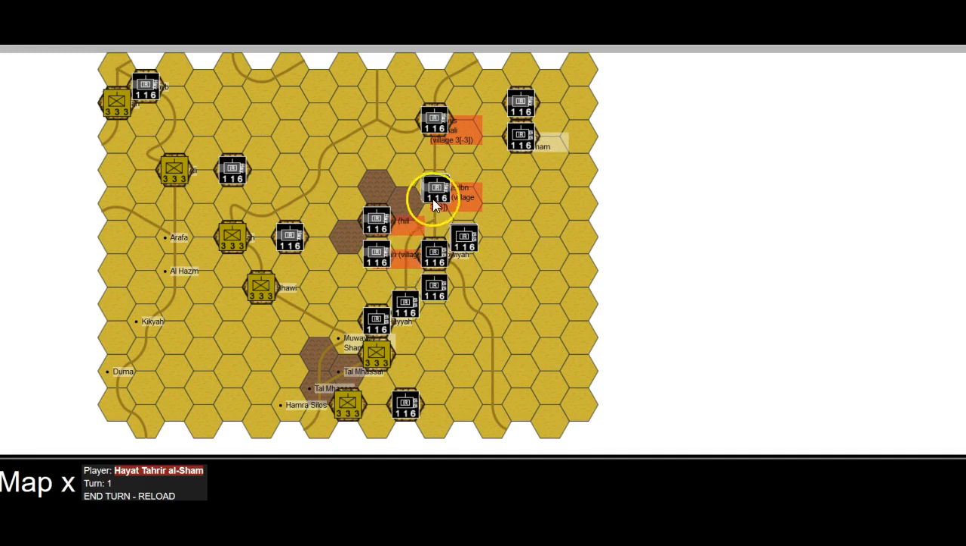So both the ISIS attacks were repulsed. Giving them 2 in defence here has been a major boost for the Hayat Tahrir al-Sham side. So I might give either of them less or give the ISIS units a few more to sort of balance that out. So both sides have now taken losses.